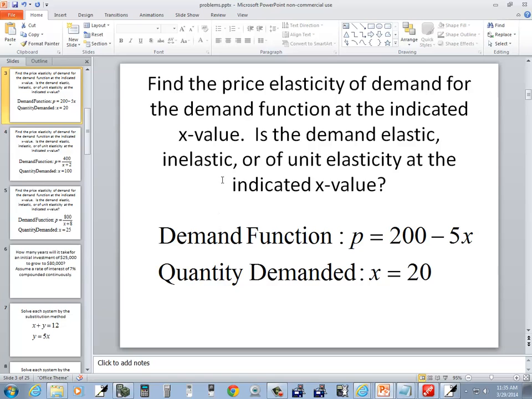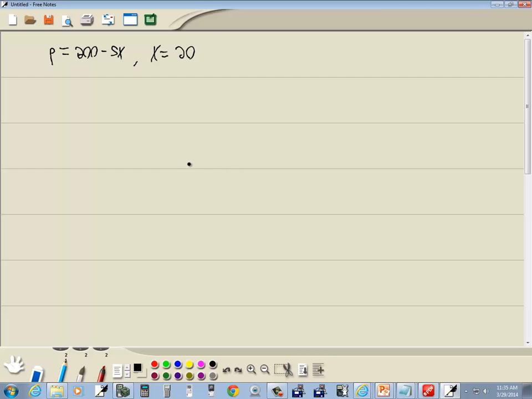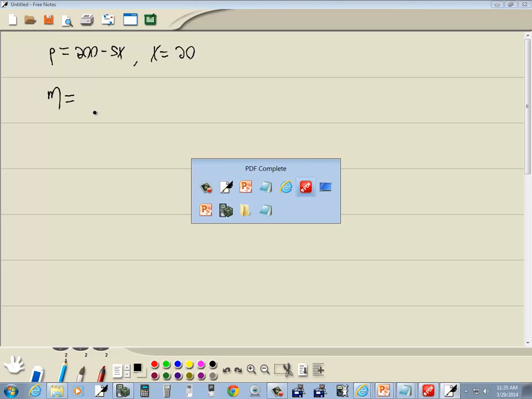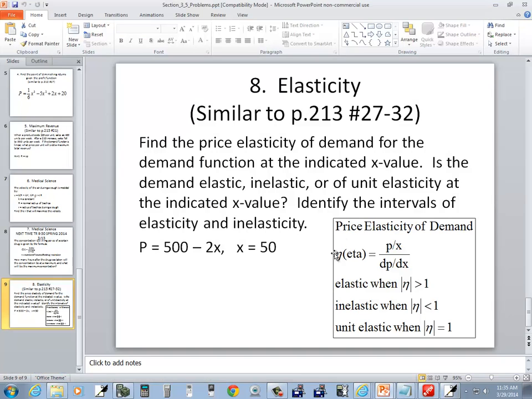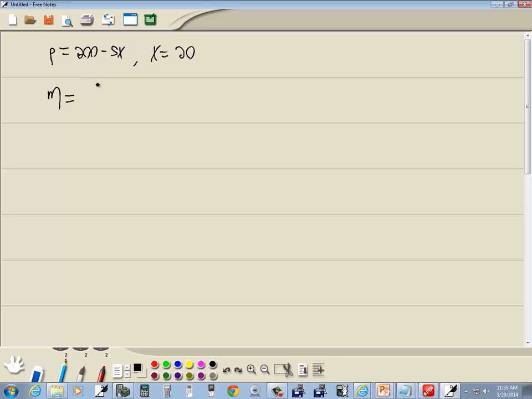Now, even though technically the instructions are such that we wouldn't have to find the interval, I'm going to go ahead and find the intervals of elasticity so we can see that. Now, eta, and I don't draw the symbol very good, so let me show you what it should look like. It's like this weird looking n. That's going to equal p over x all over p prime. Well, I got p, I got x, but I don't have p prime. So the derivative of 200 minus 5x is negative 5.